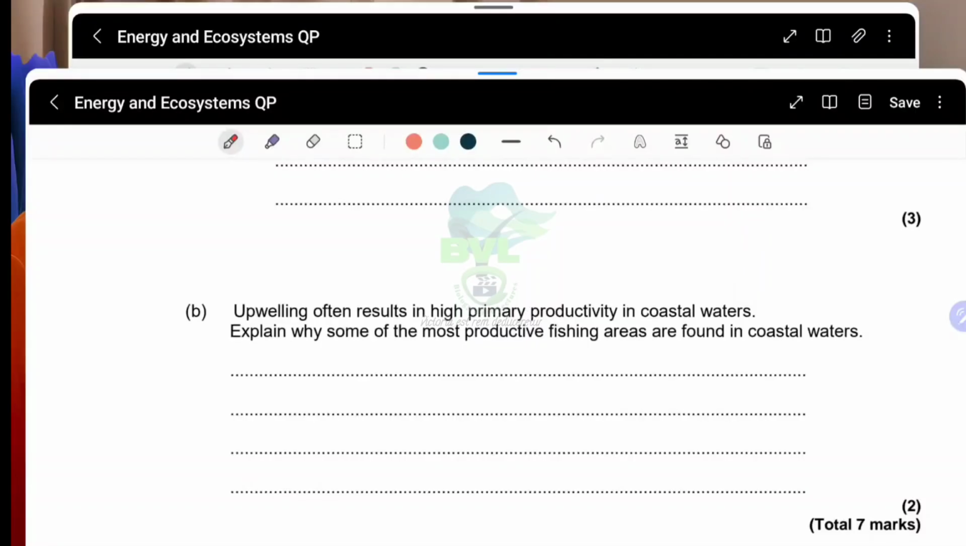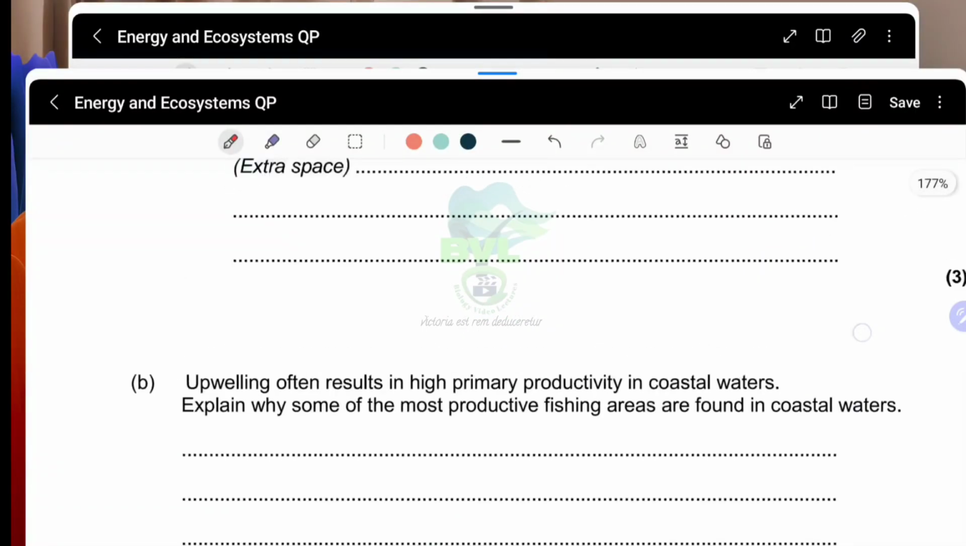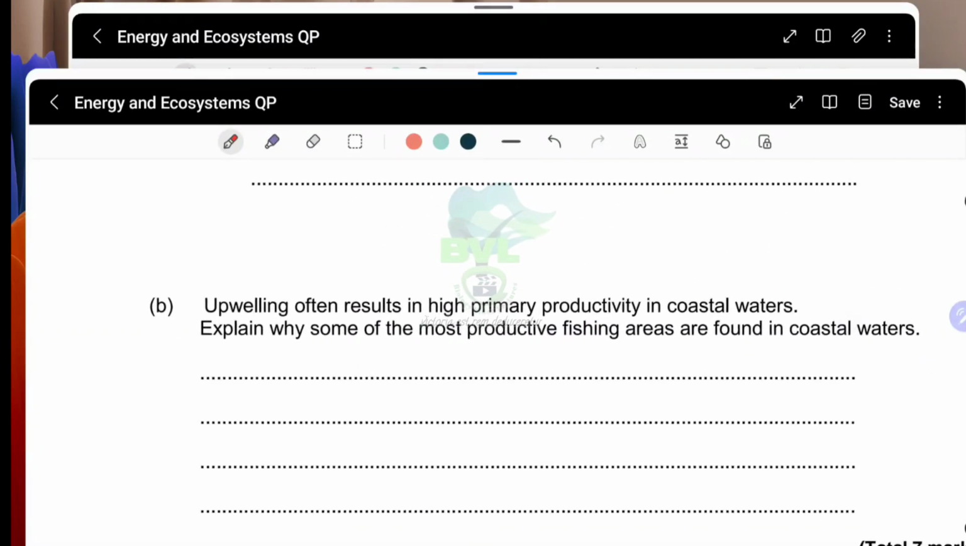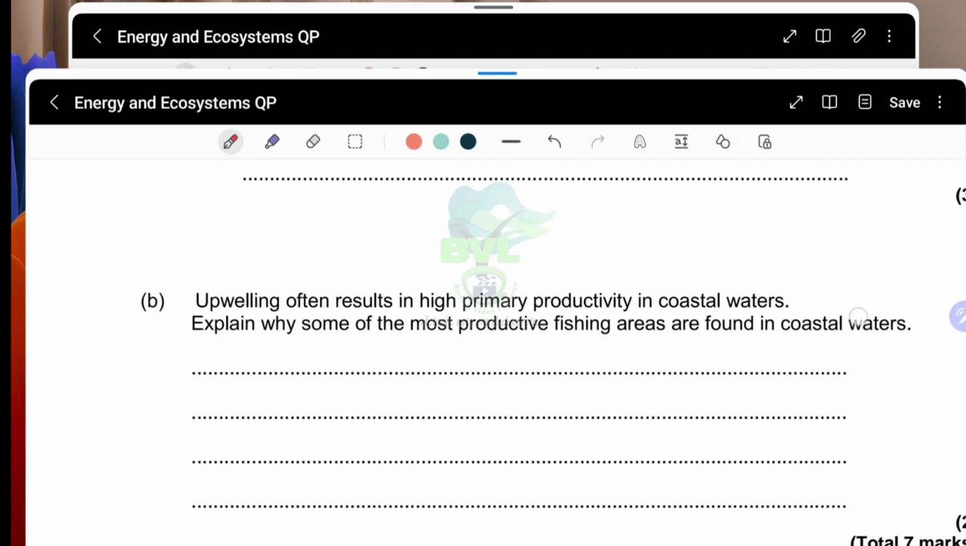And now the next question says, upwelling often results in high primary productivity in coastal waters. Explain why some of the most productive fishing areas are found in coastal areas. Why?